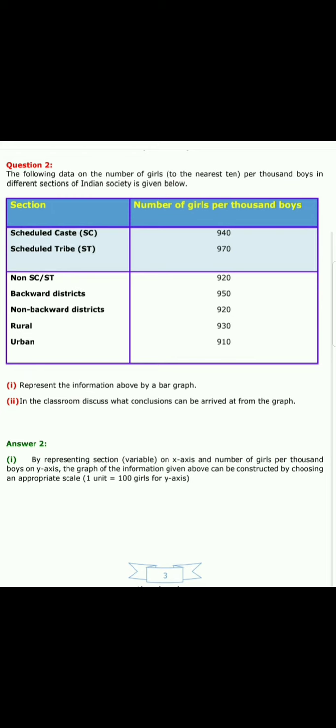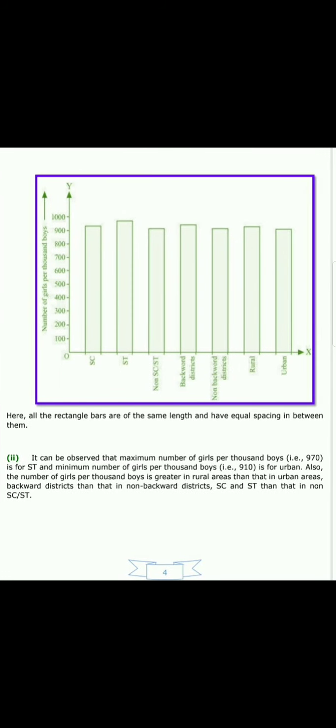Now we have our second question. The following data on the number of girls, to the nearest 10, per thousand boys in different sections of Indian society is given below. What you have to do is represent the information above by a bar graph. We have to represent this data in a bar graph, and in the classroom discuss what conclusion can be arrived at from the graph.